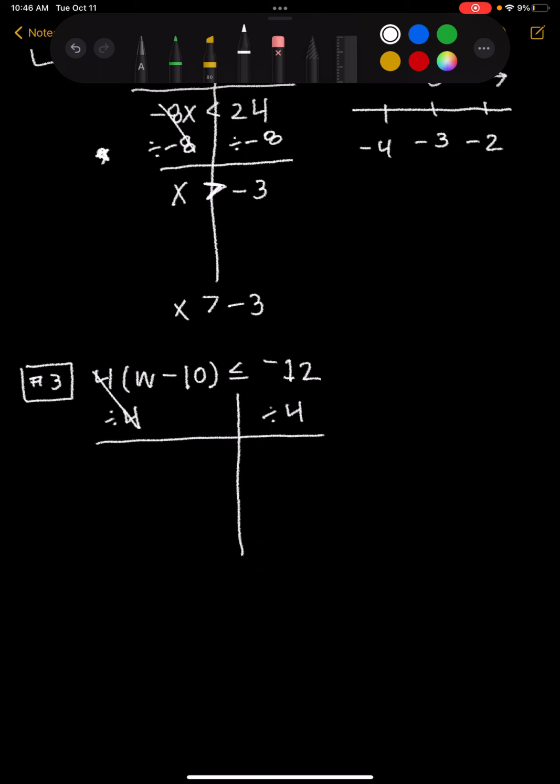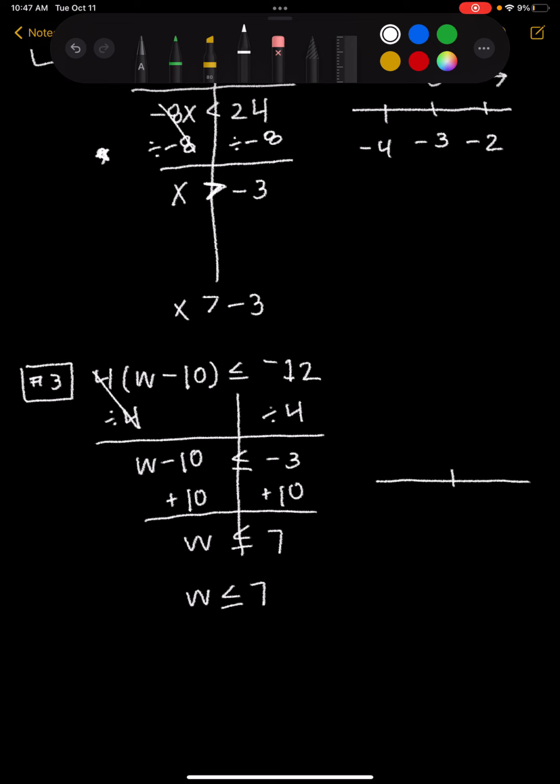So the 4's cancel out right here, and we're just left with W minus 10. We didn't divide by negative numbers, so the inequality stays. We've got negative 12 divided by 4 on the right side, which gives me negative 3. Now I want to get rid of the 10. Right now the 10 is subtracting, so to get rid of it, we would add 10 to both sides. And we'd have W. We didn't multiply or divide by negative numbers, so the inequality stays the same. And negative 3 plus 10 gives me a 7. So my answer is W is less than or equal to 7.